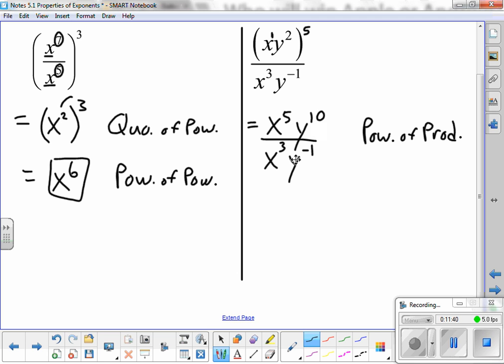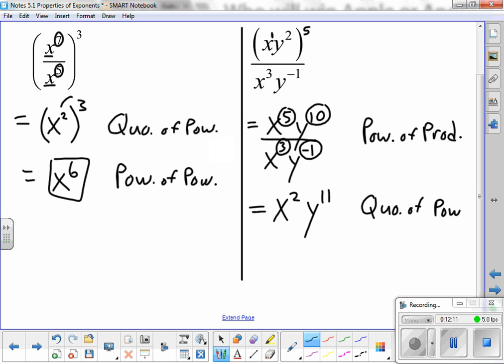Let's see here. So the next thing we should do looks like we can use the quotient property here. Quotient of powers, 5 and 3, 10 and negative 1. So basically what we're going to do is take the 5 minus the 3. 5 minus 3 is a 2, so we got an x squared. Then we're going to do 10 minus a negative 1. 10 minus negative 1 is 10 plus 1, so y to the 11th. And that was the quotient of powers. And that's it. Since x and y are different bases, I cannot put those together.